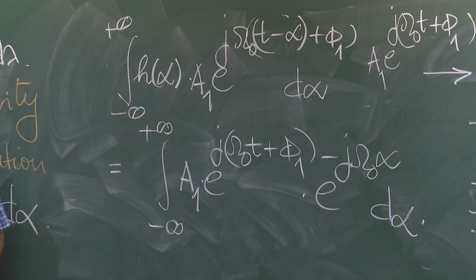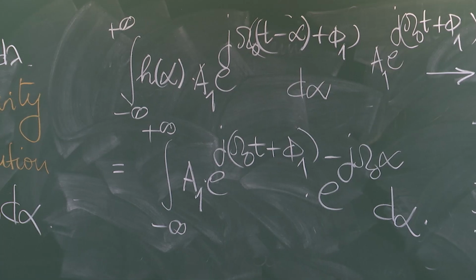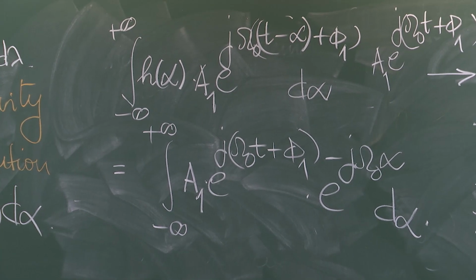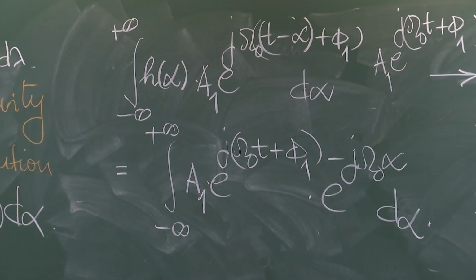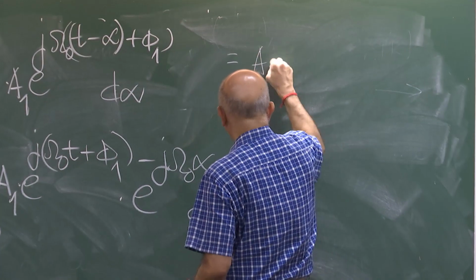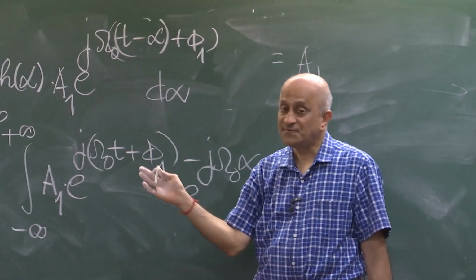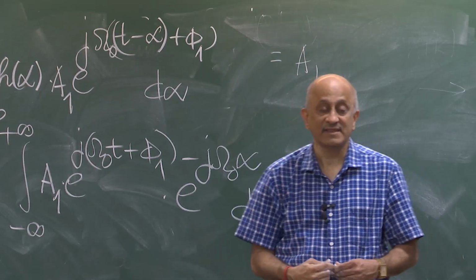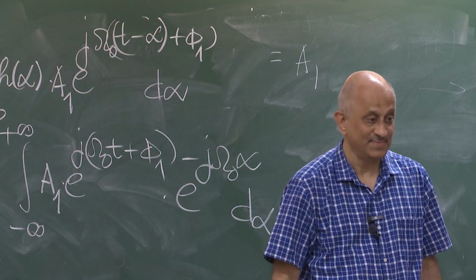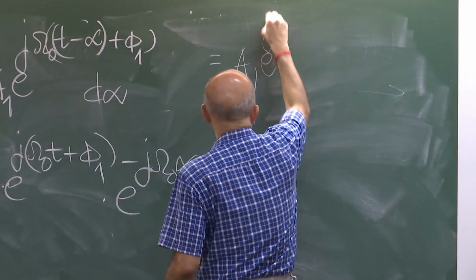So, we can split that exponential. e raised to the power alpha plus beta is e raised to the power alpha times e raised to the power beta. We can split the exponential, and we get, see, that's the beauty. We get the input coming out of the integral. That's what is noteworthy here. That's why the complex exponential is so attractive. The complex exponential comes out of the integral.